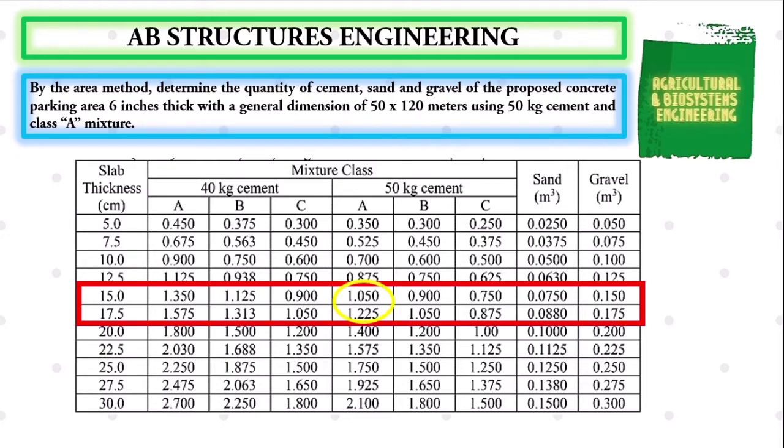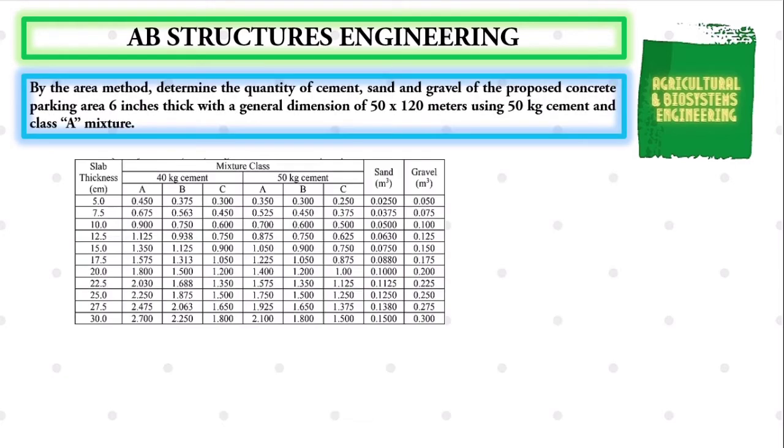So, our cement value for the 15.24 can be found from 1.050 to 1.225. Also, the sand value is from 0.0750 to 0.0880. The gravel value can be found from 0.150 to 0.175. I will show you how we use the principle of interpolation to obtain the value for the cement, sand and gravel. We begin with getting the cement value.